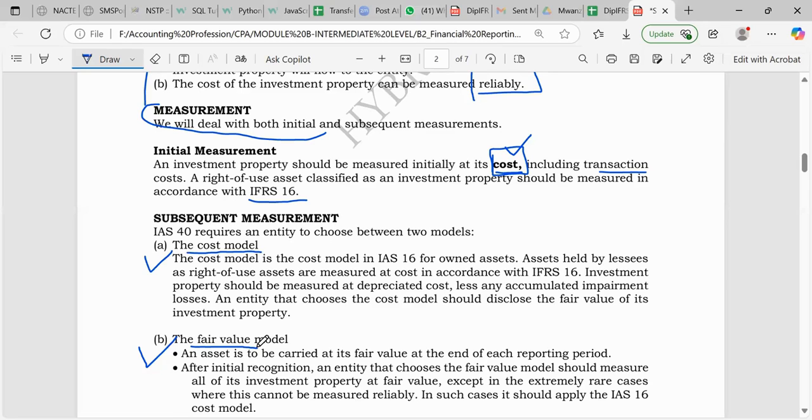But for investment property, it is very simple. Everything goes to profit or loss. You see, it's very simple. That's why matters become just simple. And even for the cost model, there is nothing new to study. You see, the cost model is the cost. We just apply IFRS 16 for all the assets held by lessees as a right of use. The assets are measured at cost in accordance with IFRS 16. That one I've said already, right?